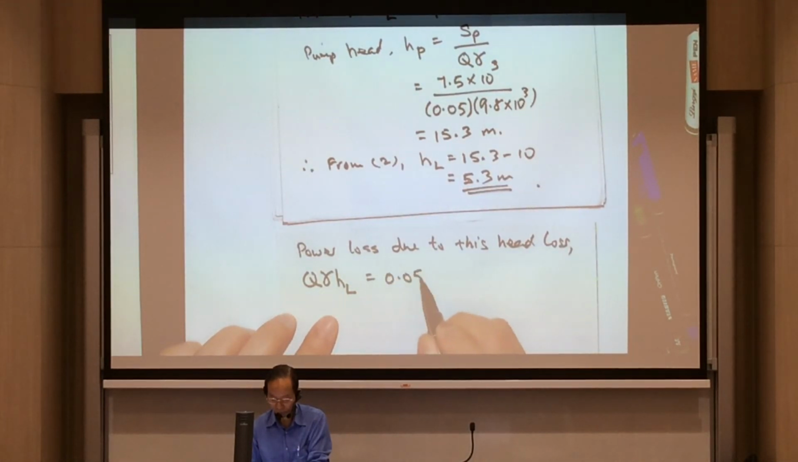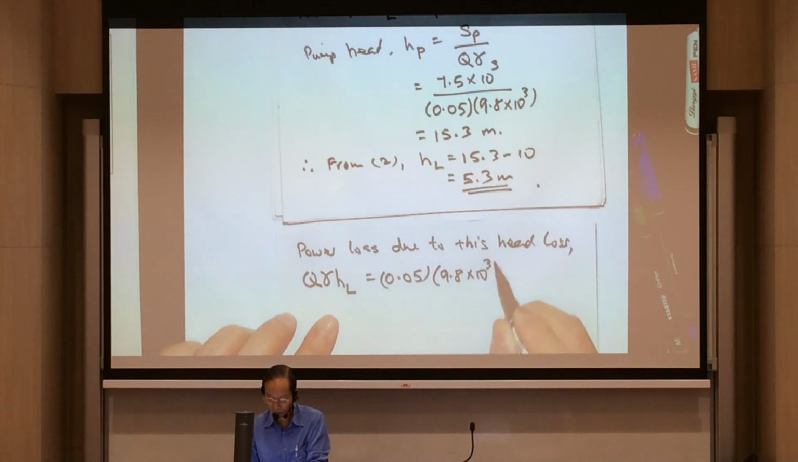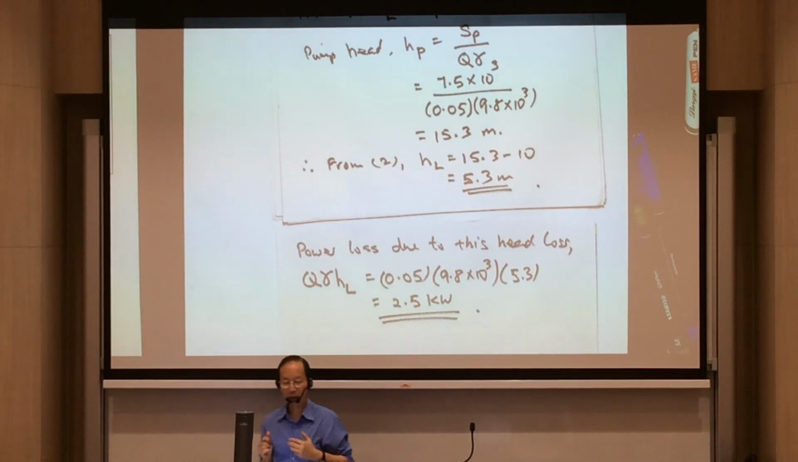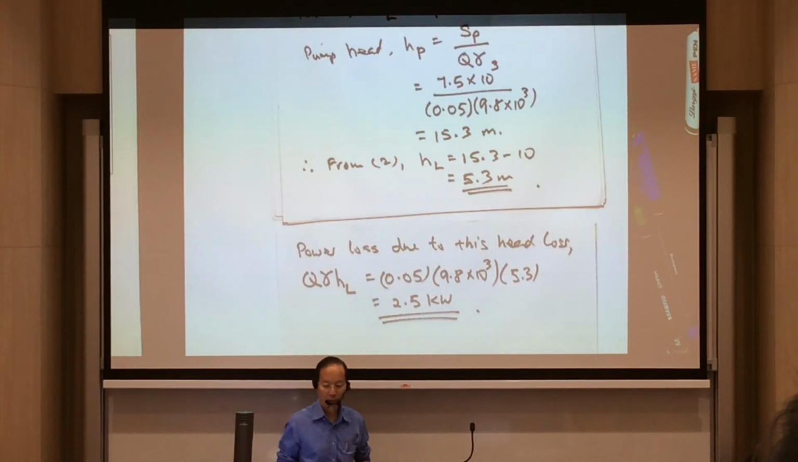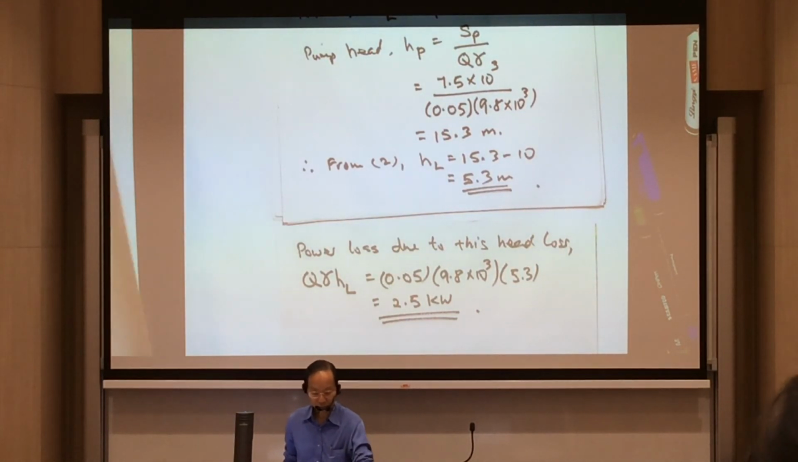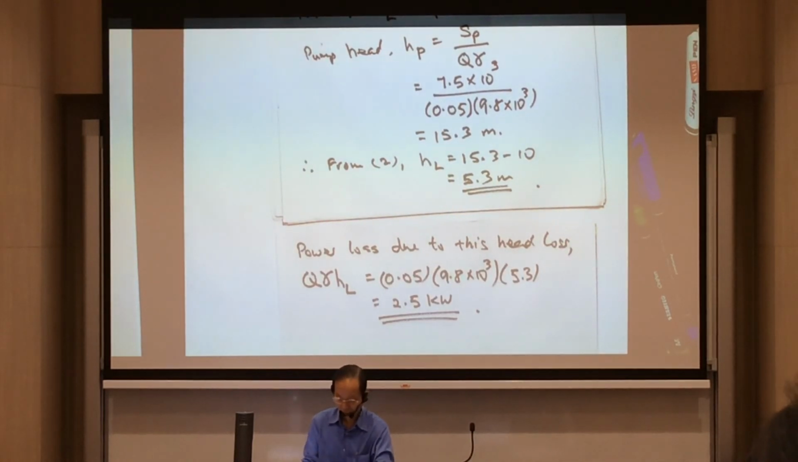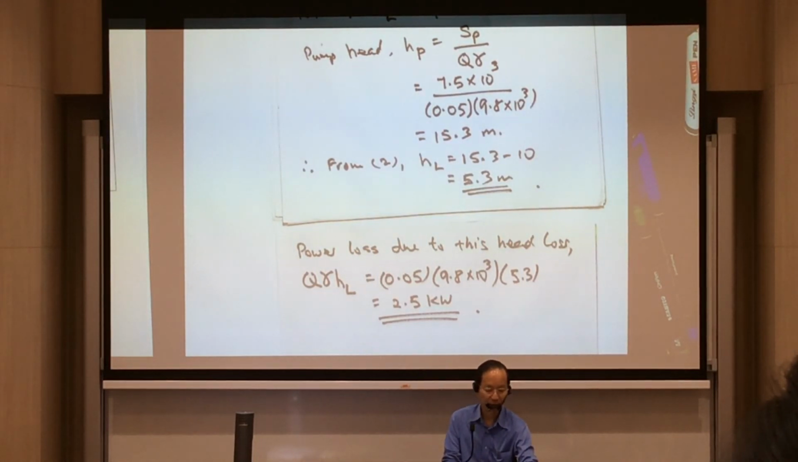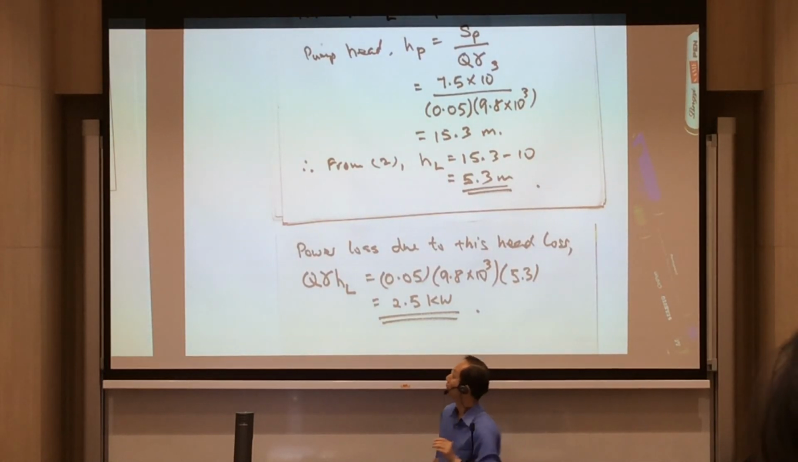So Q is 0.05 and we've got gamma as 9.8 times 10 to the power 3 and we've got the head loss as 5.3. Okay, so it gives you 2.5 kilowatt. Okay, so the power loss of the pump is 2.5 kilowatt because it has got to overcome the viscous friction, which gives a head loss of 5.3 meter. Okay, so far so good? Right. Any questions? Quite clear, huh?